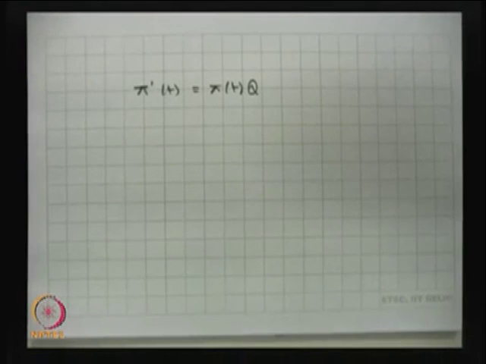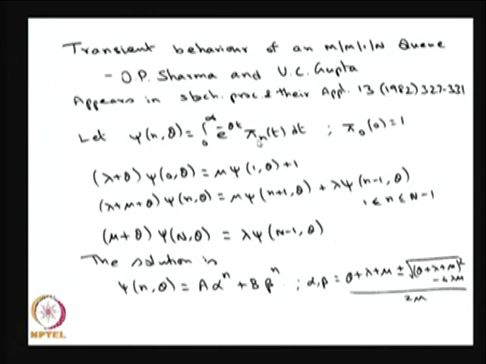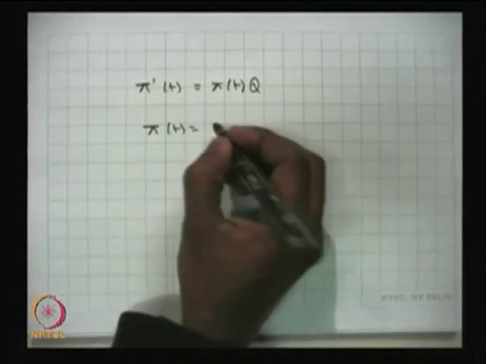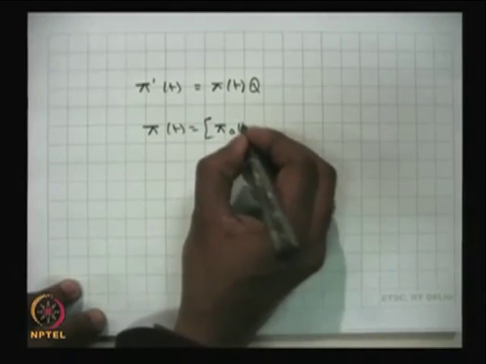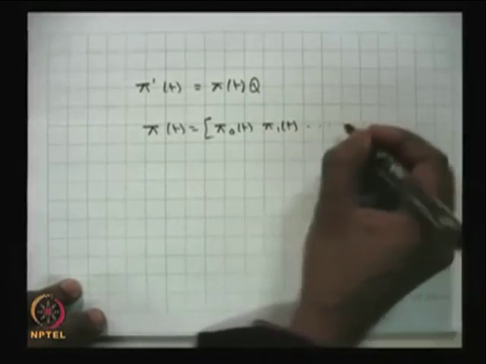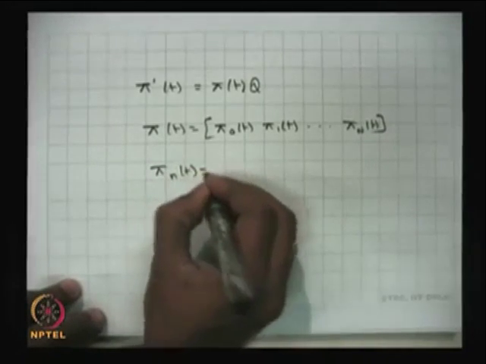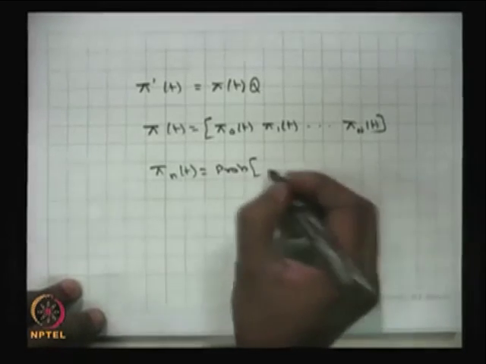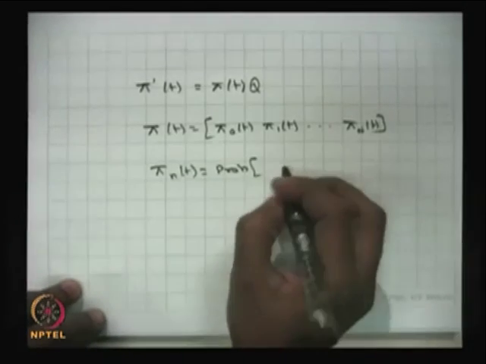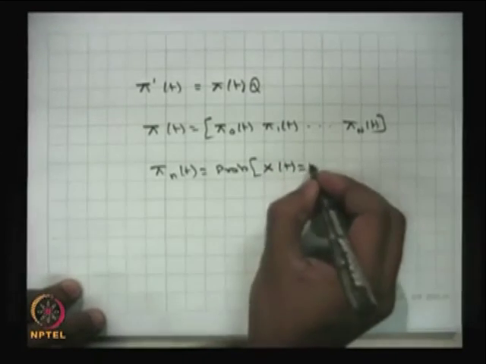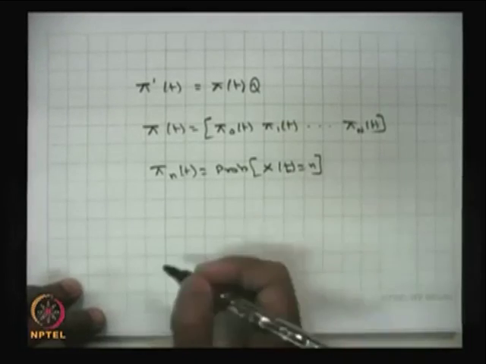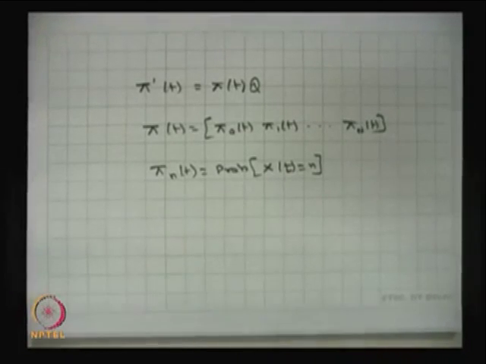So take a Laplace transform for each probability, where pi of t is a vector that starts with pi 0 of t, pi 1 of t, and so on, up to pi n of t. Here pi n of t is the probability, with the same notation I used when I discussed the continuous time Markov chain, that there are n customers in the system at time t. It is an unconditional probability distribution.